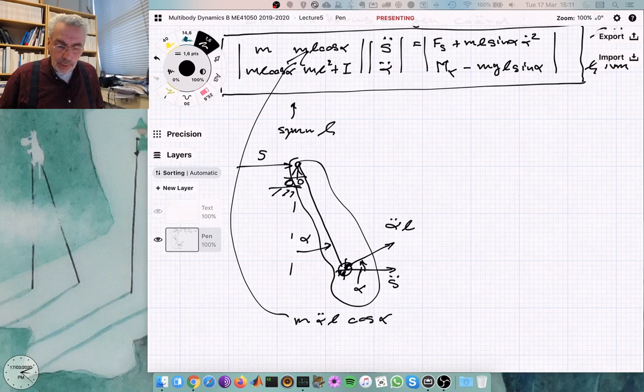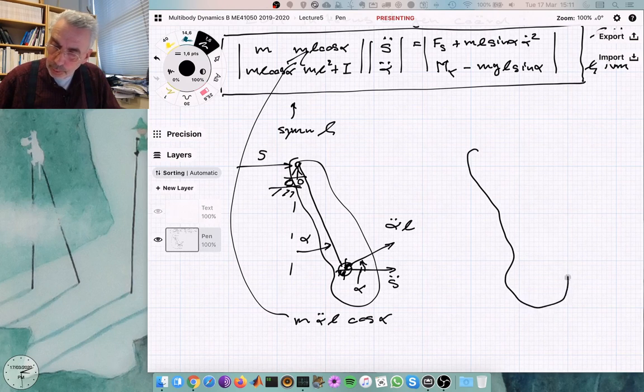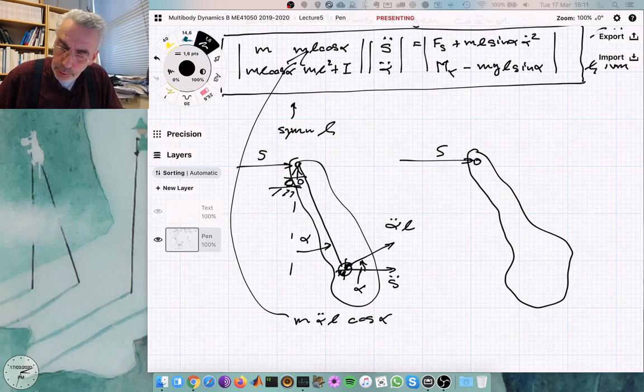Now for the second one, I'd like to look at all these forces here. So I'm going to draw again my potato-like thing. Yeah, and I put in these coordinates S, and I need the alpha, of course, and I need the CM here.